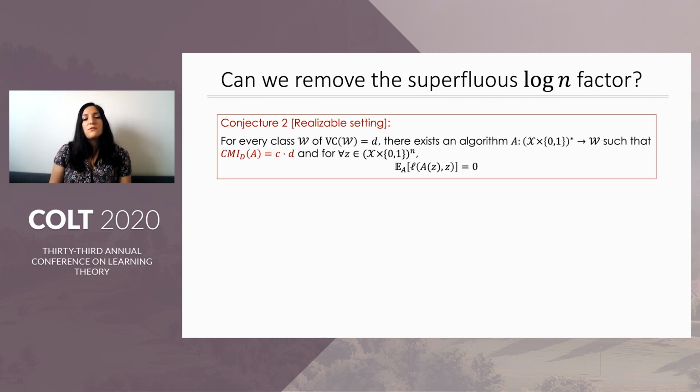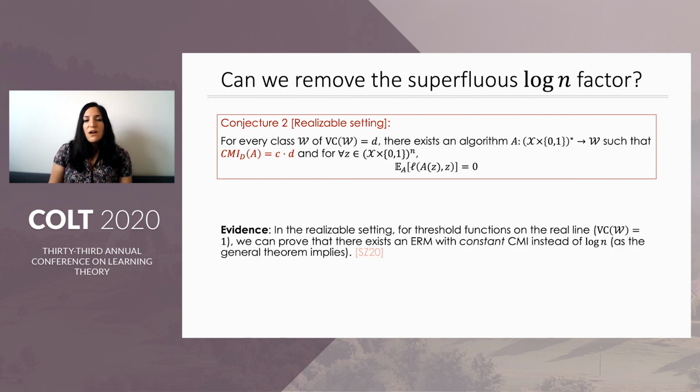Now moving from the agnostic setting to the realizable setting, we conjecture that for every class of VC dimension D, there exists an empirical risk minimization algorithm with CMI at most D. As evidence that this is true, we have proved that the VC class of threshold functions on the real line, which is a class with VC dimension 1, admits an ERM with constant CMI instead of log n as the general theorem would imply.